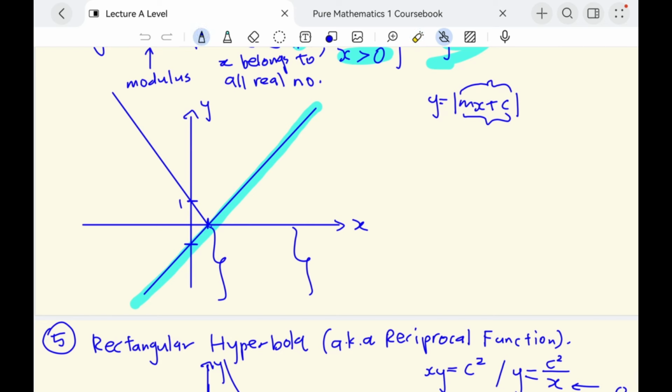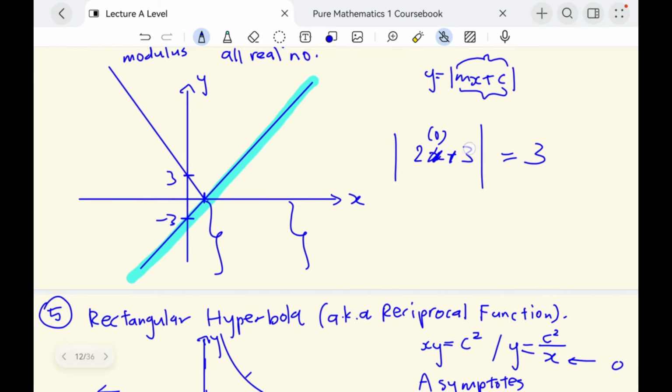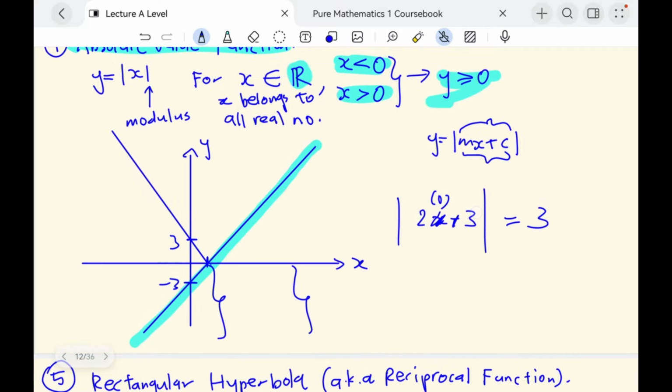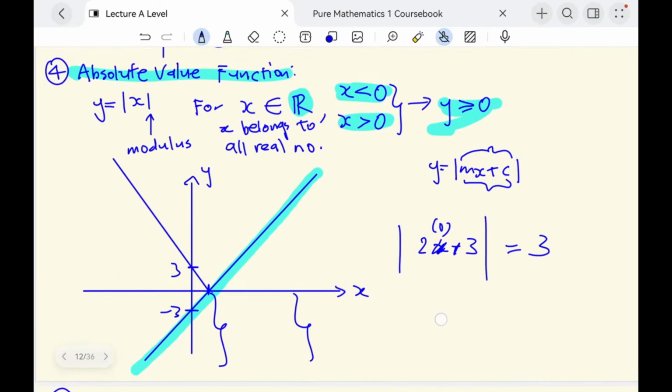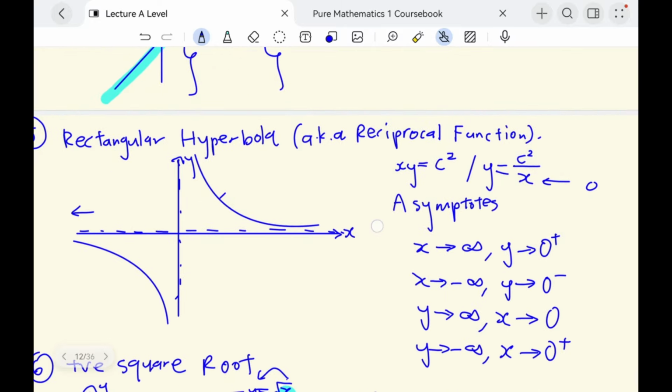Let's say you have 2x minus 3. Let's say here is your minus 3, right? Minus 3 is the intercept. So you need to invert it upwards to 3, because when you substitute x equals 0 into the modulus, eventually you also get 3. Just get rid of the negative sign. Alright? So that's all for this absolute value function.